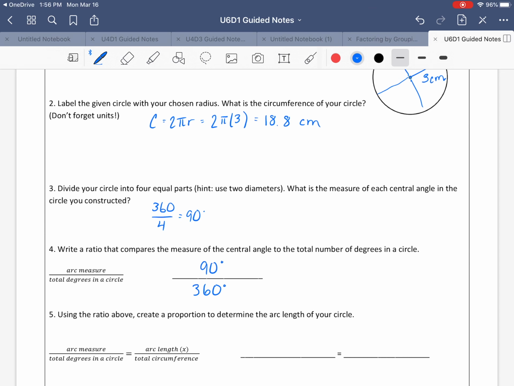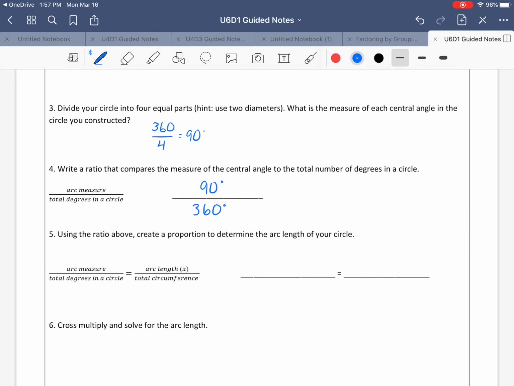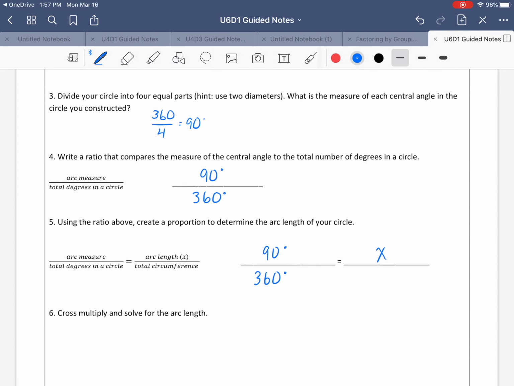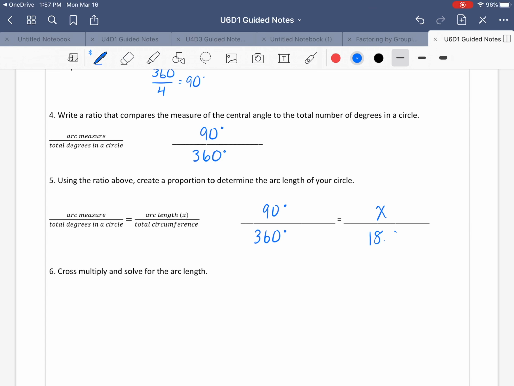Using the ratio above, we're going to create a proportion that will help us to determine the arc length of a circle. And the idea is the larger your arc measure, the larger your arc length. So if our arc measure is 90 degrees, the total degrees in a circle is 360. We are looking for the arc length, which is our variable x, and then we know that our total circumference is 18.8. Now we have a proportion.